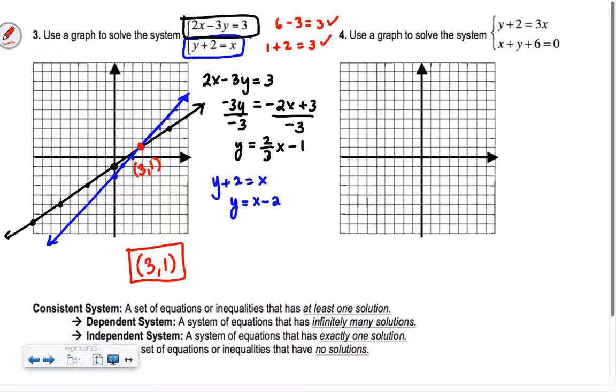All right, I try to make them very nice, but sometimes they aren't nice. Sometimes the answer is like 1.5, 3.75. Right? Then it's hard to use this method. This is why we learn other methods besides graphing. Wouldn't that take forever to graph every single thing?